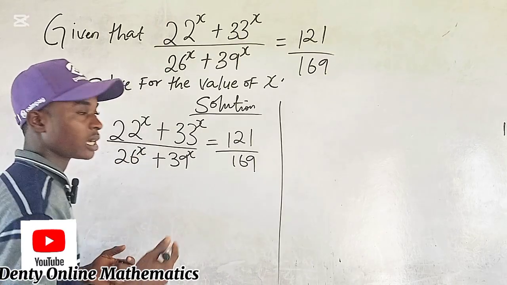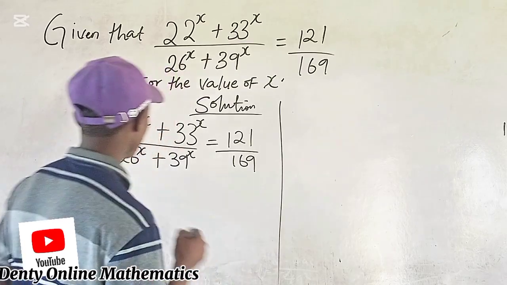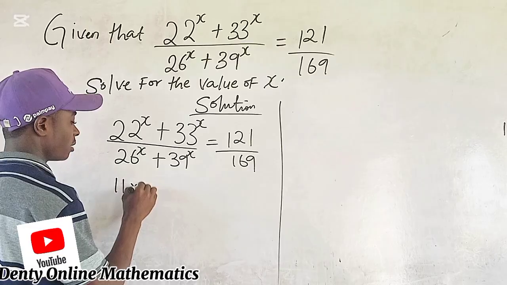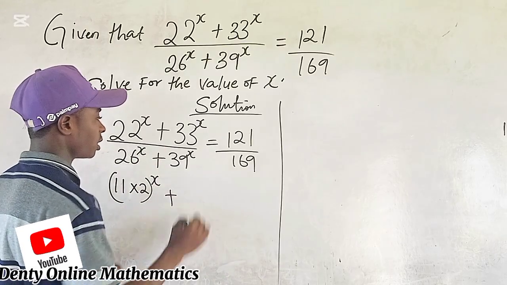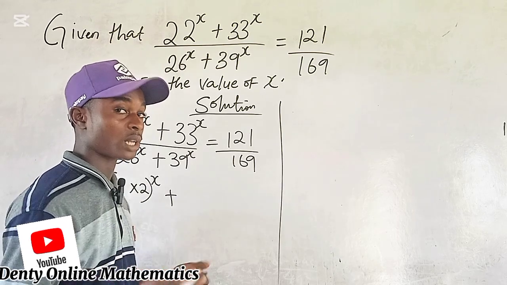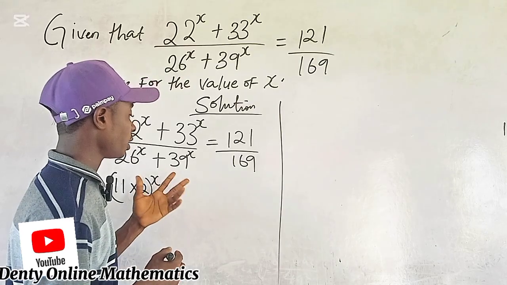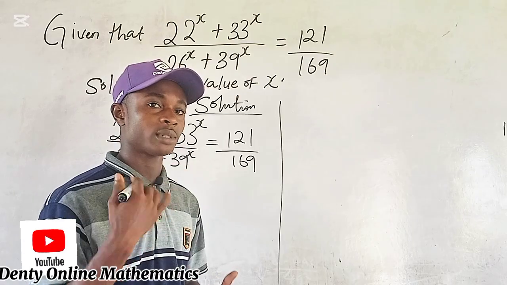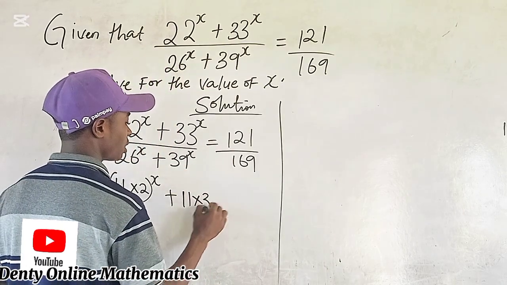22 can be expressed as 11 times 2, because 11 times 2 is 22. So here will be 11 times 2, all of this raised to the power of x, plus 33 can be expressed as 11 times 3, because 11 times 3 is 33. So here will be 11 times 3.